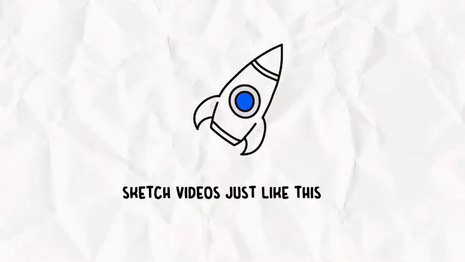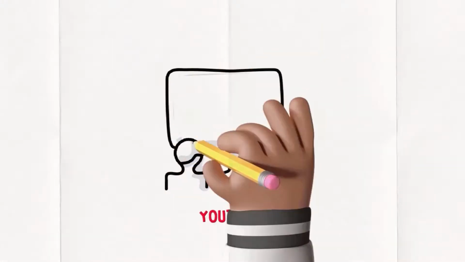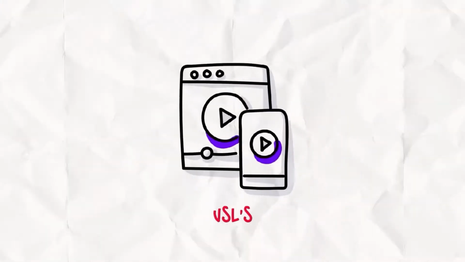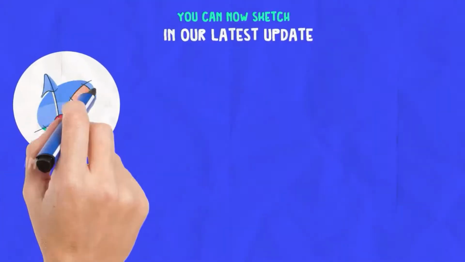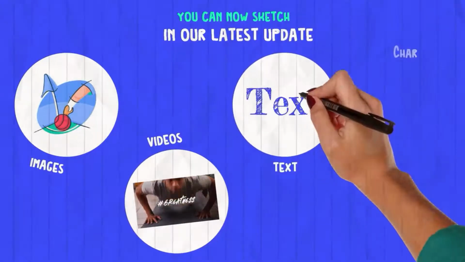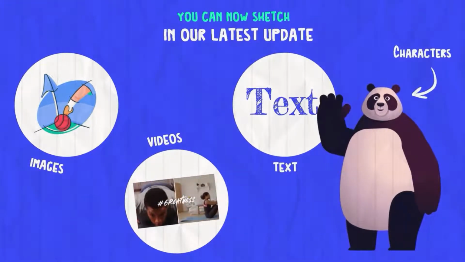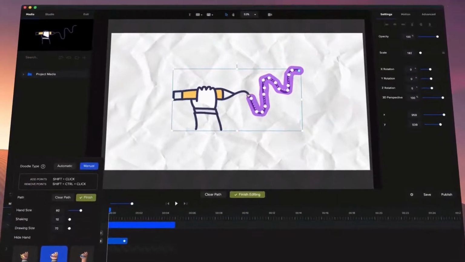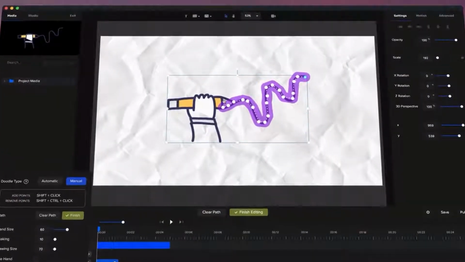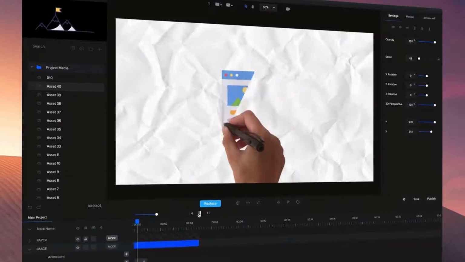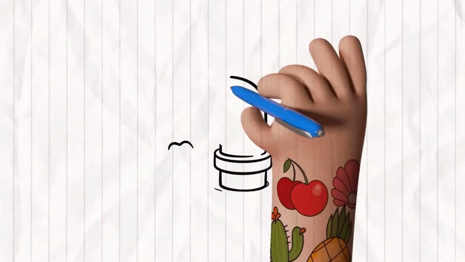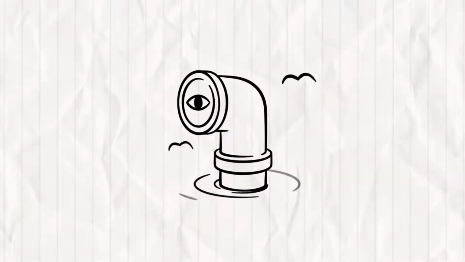Sketch videos just like this are perfect for YouTube and educational content, VSLs, and promotional videos. And in our latest update, you can now sketch images, videos, text, and even characters within a few clicks. And what's cool is you now have both options to draw out the path manually or save time and allow our software to do it all automatically for you. So let's dive inside and take a closer look at how it works.